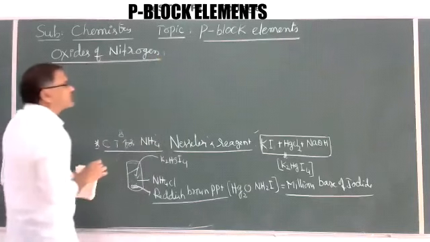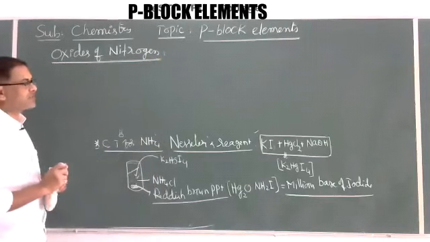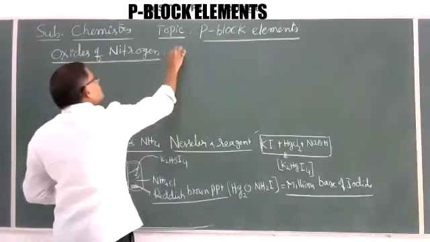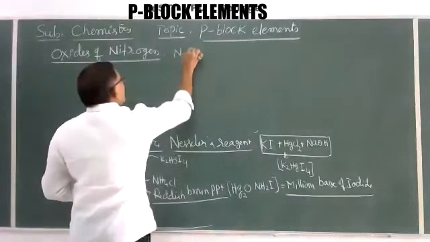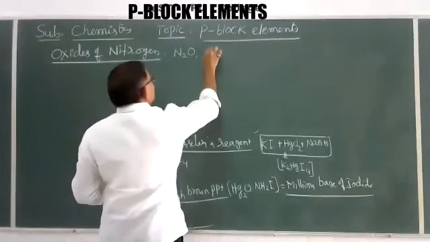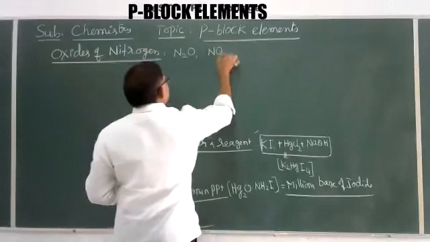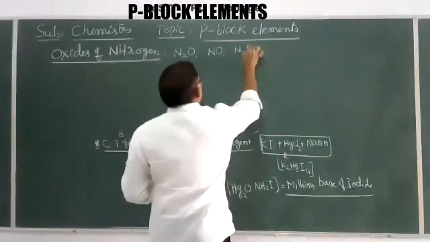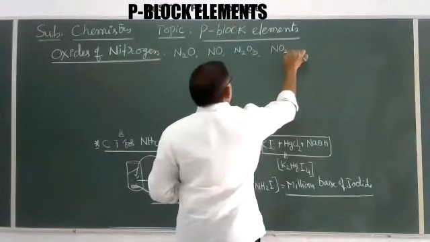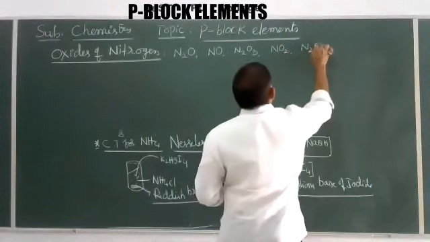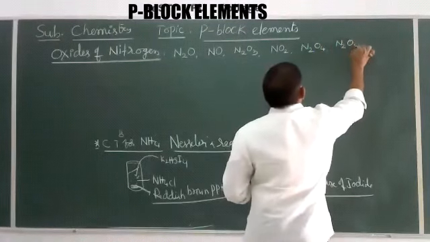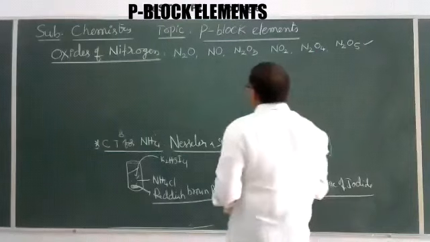Here in these oxides of nitrogen, six important oxides are there. One is dinitrogen oxide or nitrous oxide, nitric oxide, N2O3 nitrogen trioxide, nitrogen dioxide, nitrogen tetroxide, and nitrogen pentoxide. These are the six important oxides.